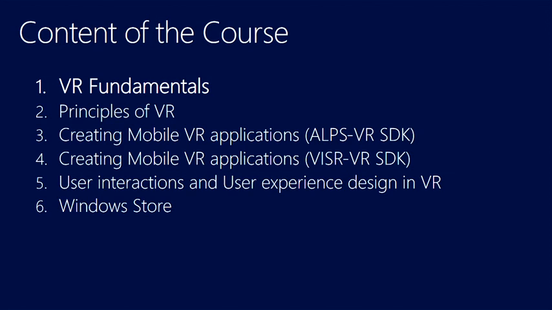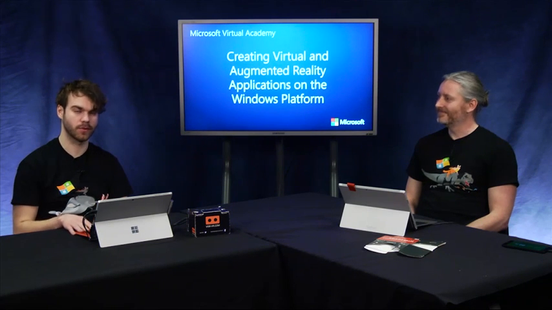Then we're going to get a bit more hands-on and look at some SDKs. For Module 3, we'll look at the Alps open source SDK. And Module 4, we're going to contrast the previous SDK with Lewis's VISR VR SDK. In Module 5, we're going to look at user interaction and design in VR and how that differs from traditional app design. And for Module 6, we'll see how to get that app into the Windows Store, so you can build some excellent experiences and then ship them, which is always important.